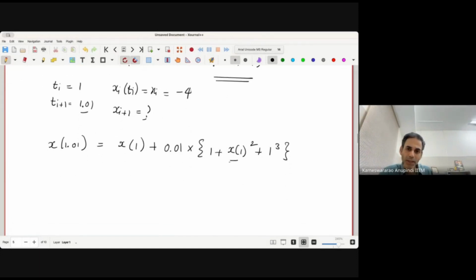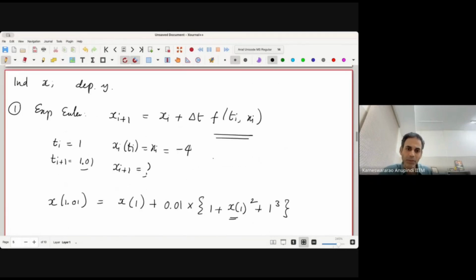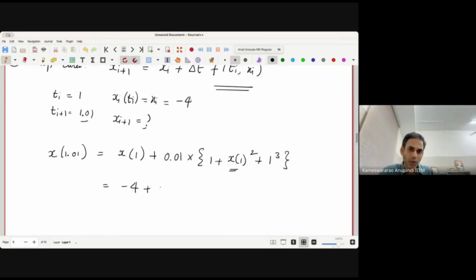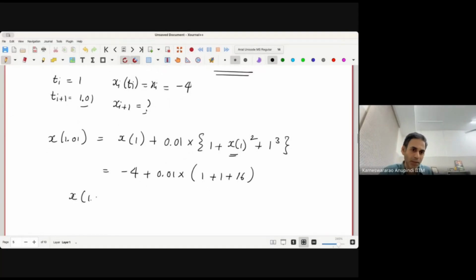That is what we are given as the initial condition. What is x of 1? x of 1 is given as -4. So this value is going to be -4 plus 0.01 times 1 plus 16 plus 1 coming from the t cube. x of 1 is -4, and its square is 16. So you can calculate x of 1.01 as -4 plus 18 times 0.01, that is 0.18. This will be some minus 3.82 or something. That is the value we got.